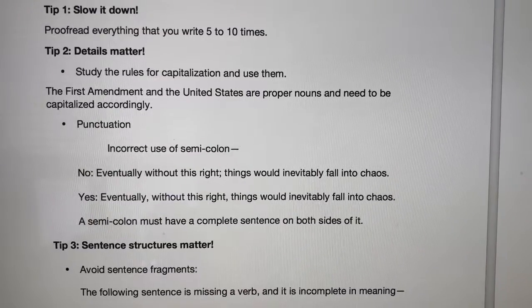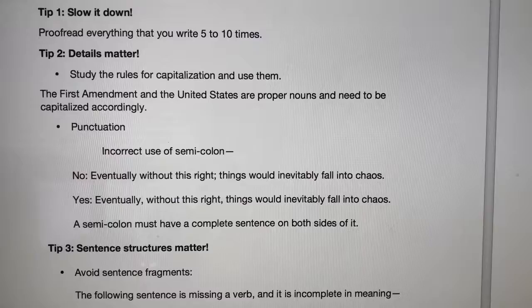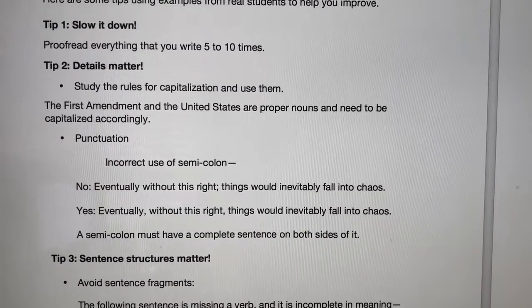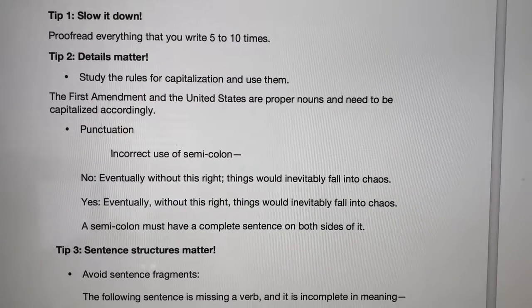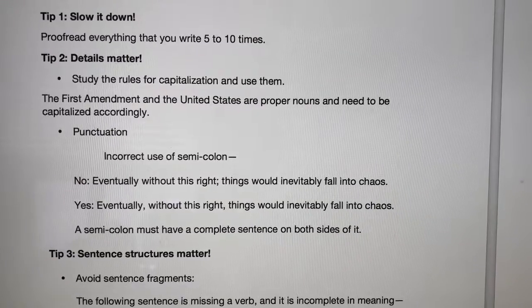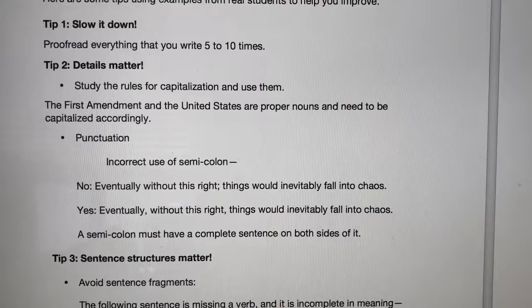In the example that says no, it shouldn't be done this way, "eventually without this right" is not a complete sentence. However, "things would inevitably fall into chaos" is a complete sentence. But it should be repaired where it says yes: eventually, without this right, things would inevitably fall into chaos.